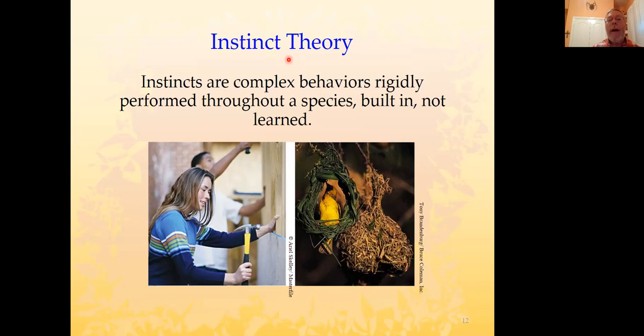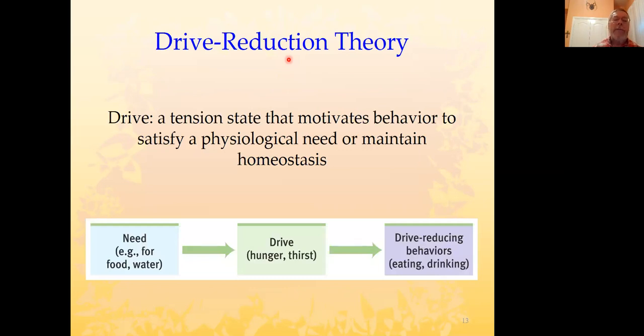Okay, so all right, our next theory, drive reduction theory, applies readily to animal behavior and human behavior as well. So, drive reduction theory. First of all, this involves drives, tension state that motivates behavior to satisfy a physiological need or to enable us to maintain homeostasis.